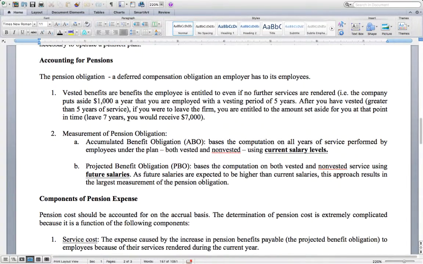Next, we're going to briefly talk about the accounting for pensions. The pension obligation is a deferred compensation obligation the employer has to its employees. The easiest way to look at this is it's the liability the company has for the pension. And so they will record a pension liability for the amount that they owe to their employees at a future date.